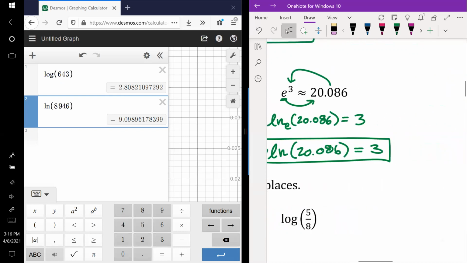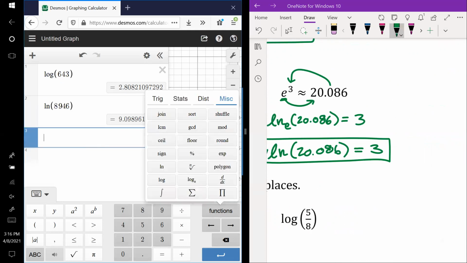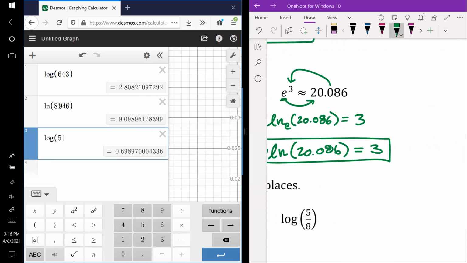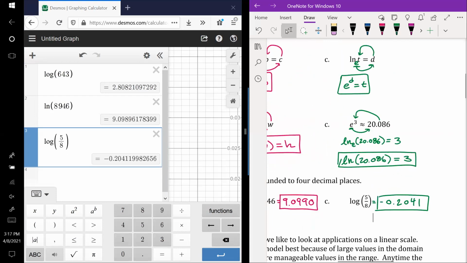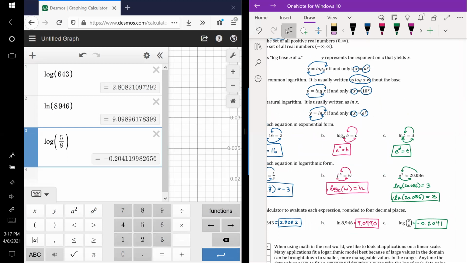And then last is the log of 5/8. I'll go function log 5 divide 8. And we get negative 0.2041. Okay, so that is calculating logs. Easy enough, we punch them in the calculator.